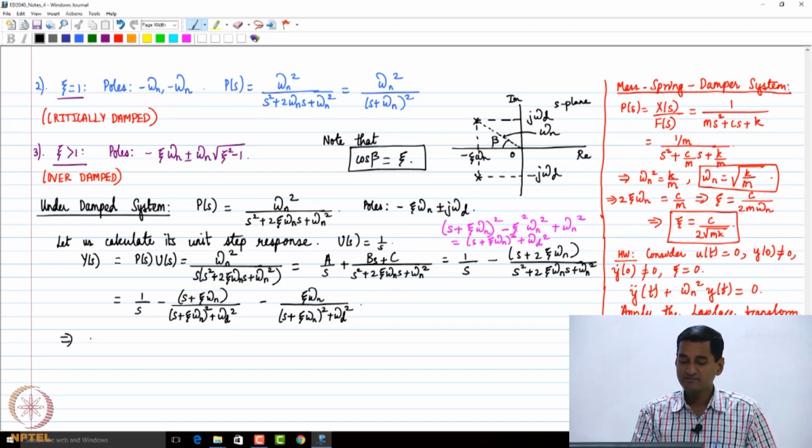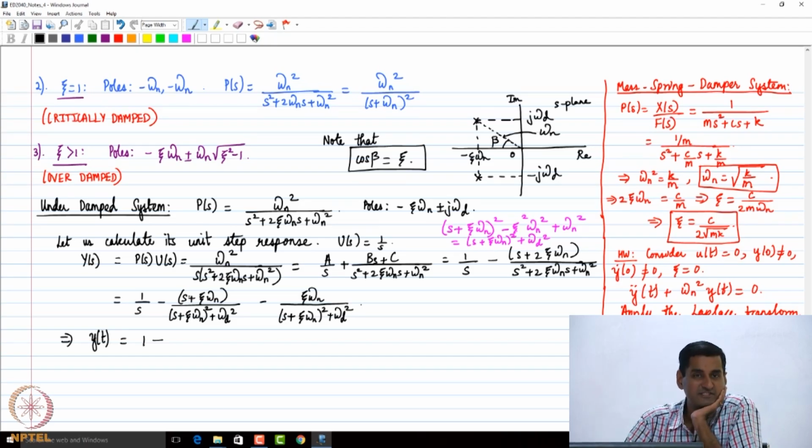So if you take the inverse Laplace transform, what will you get? We will get 1 minus, what is the inverse Laplace transform of s plus zeta omega n divided by s plus zeta omega n whole square plus omega d square?